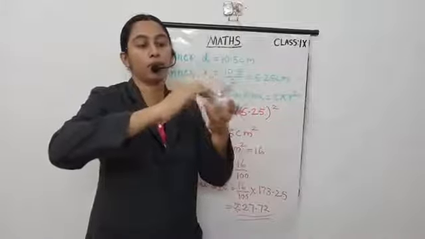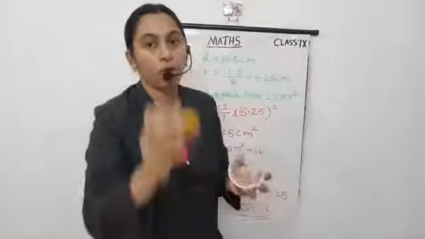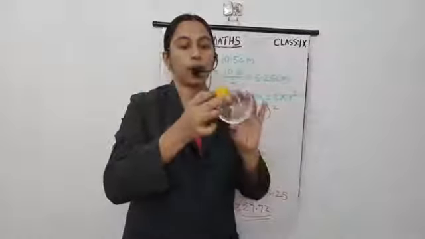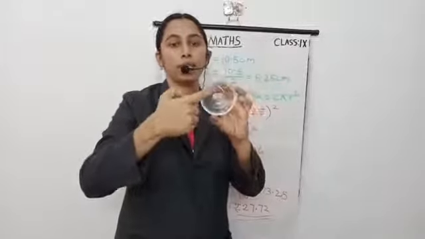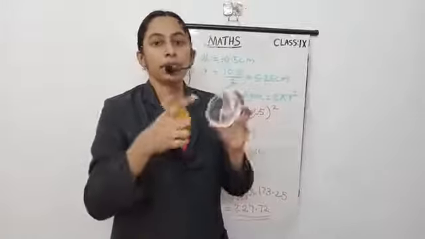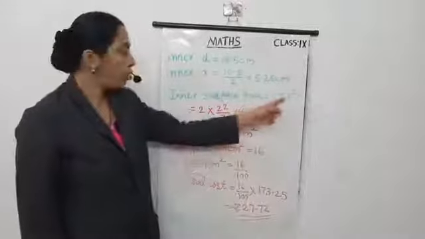This inner surface is also like a curved surface, isn't it? Curved surface area of a hemisphere. Same like that, so we find its curved surface area. That is the inner surface area. It is 2 pi r square. Okay. You got the connection. So 2 pi r square.